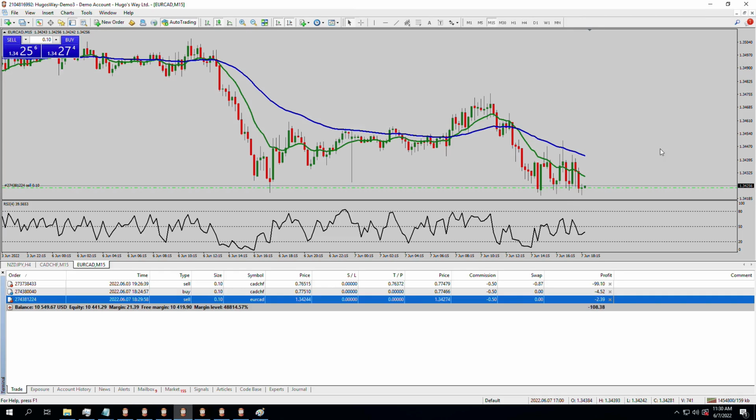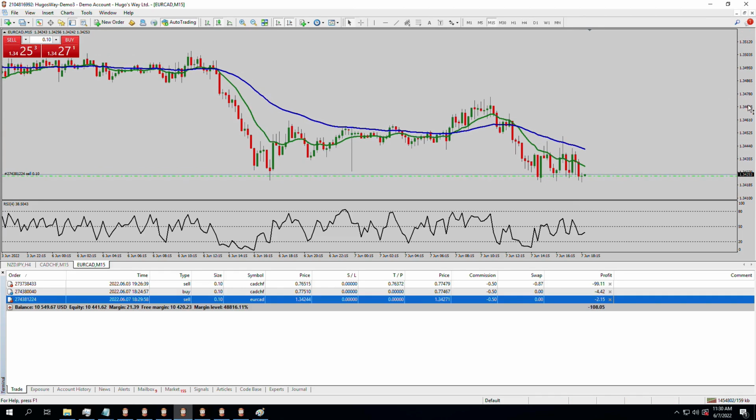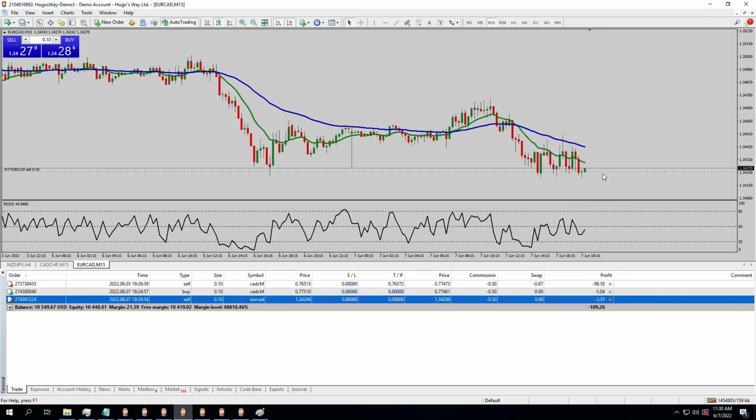So let's stay here on the 15-minute, and let's actually set a take profit. So I'm going to go ahead, since this is a sell trade, I'm going to drag the entry line down, and let's see what it would be right there. It's a very small profit, $6.53. I'm going to go ahead and leave it there.